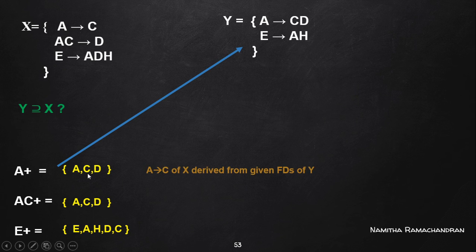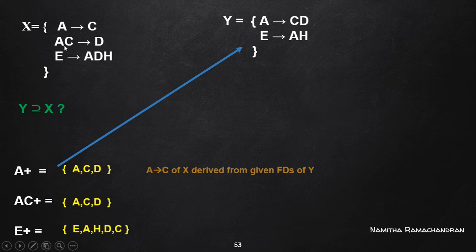Okay, so the presence of this C in the closure set, we can say the dependency A implies C of our X is derived from the given set of dependencies of our superset Y. The presence of C here in this closure of A makes it clear that the dependency A implies C of our subset X is derived from the given set of dependencies in our superset Y. So this is valid. Next, the dependency in X is AC implies D.